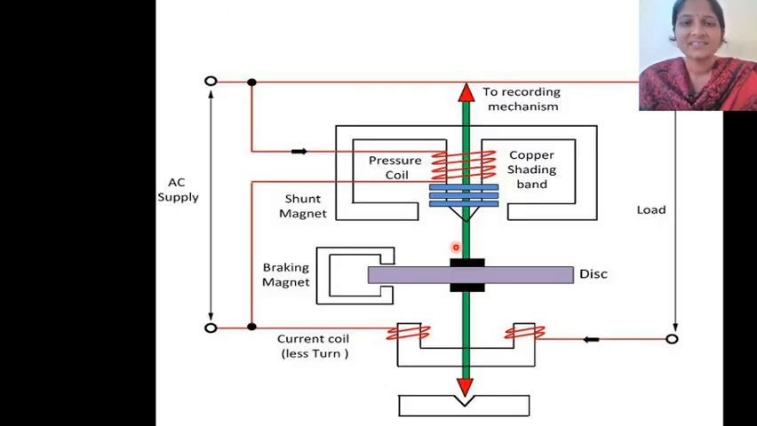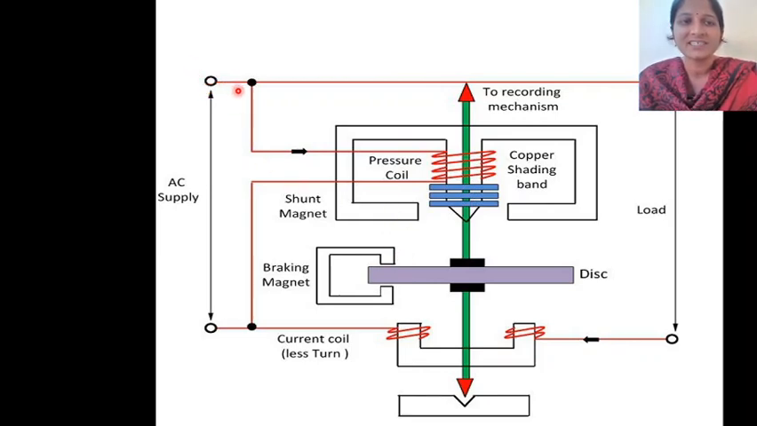Next, see here, this is the actual construction diagram. In this construction, as I told you, there are four operating systems. One is the driving system, then the moving system. First we shall discuss the driving system. So here this is the energy meter. We shall start from here.